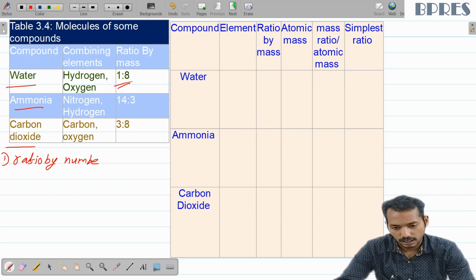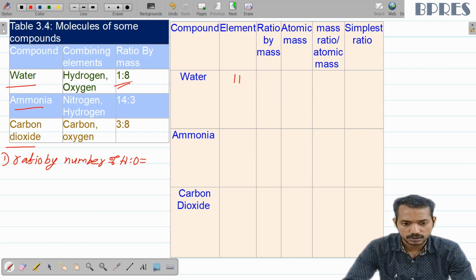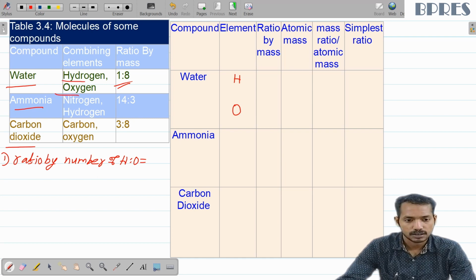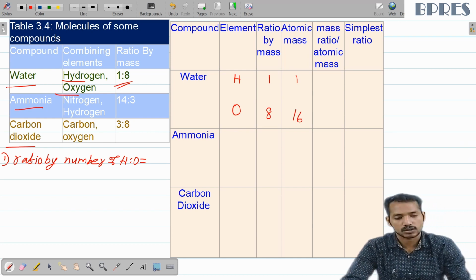Anyway, let's find it in a formal way, the ratio by number of H to O. For that, what are the elements we have here? Hydrogen and oxygen. Then the ratio by mass is 1:8. What is our atomic mass? Atomic mass of hydrogen is 1 and atomic mass of oxygen is 16. Refer to table 3.2 for atomic mass.